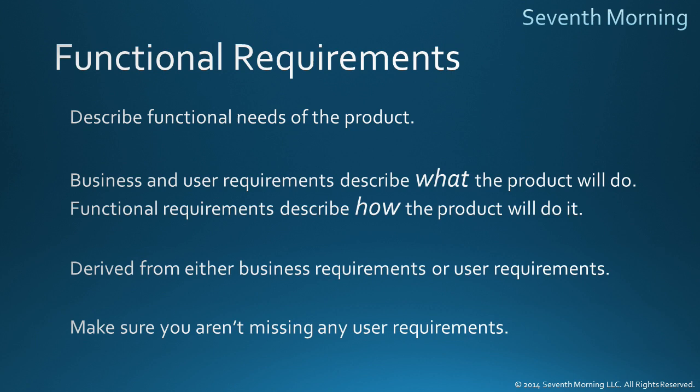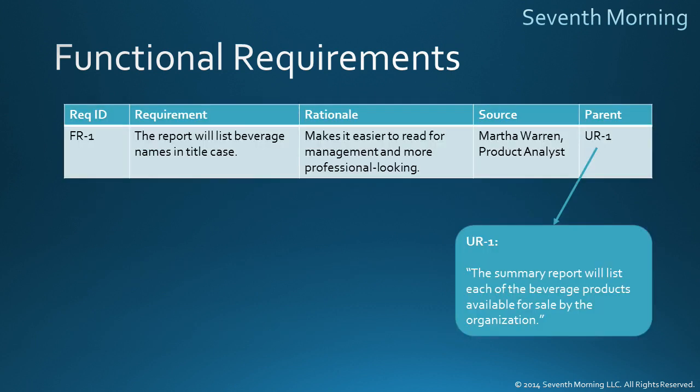So let's take a look at some functional requirements, and here's one on the screen. We start off by giving it an ID, and that's FR1. That signifies that it's our first functional requirement. We then have the requirement itself. The report will list beverage names in title case.